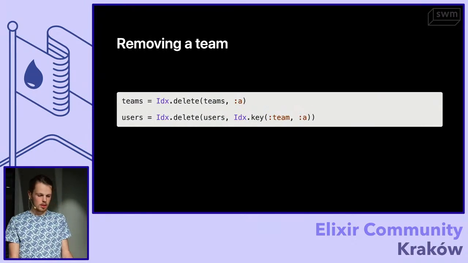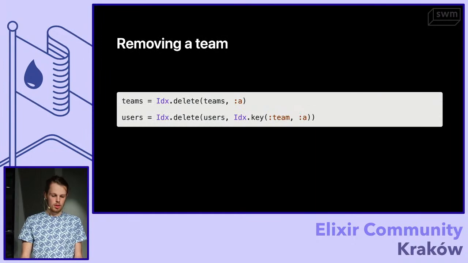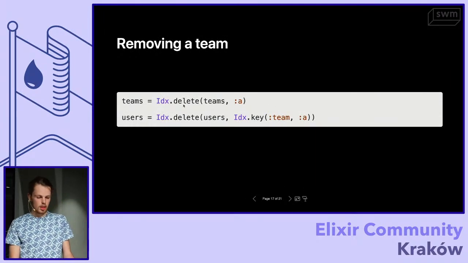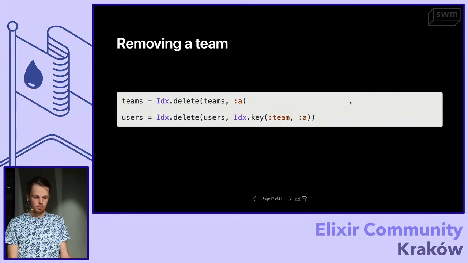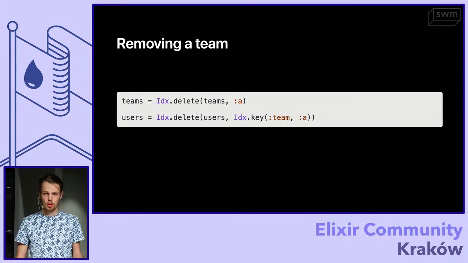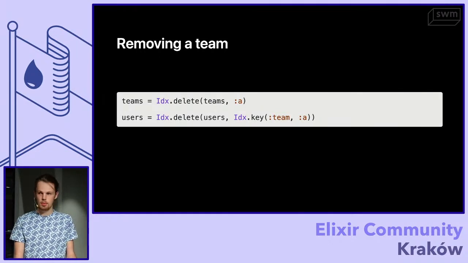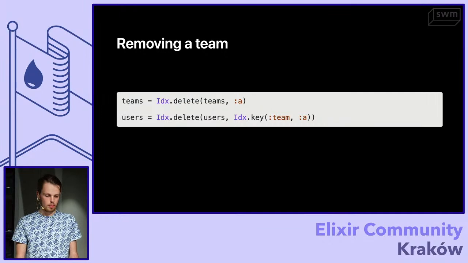So let's see how this would look for removing a team. We can do IDX delete. If the teams were also IDX, we can just remove a team from there, and we can remove all users that are supposed to be removed because they are in the team. This is of course some business logic choice. We could, for example, assign them another team or do whatever.